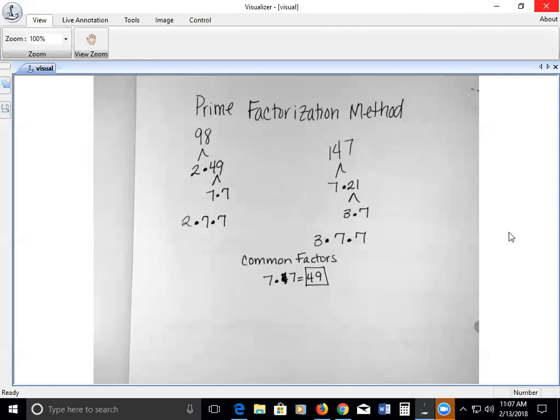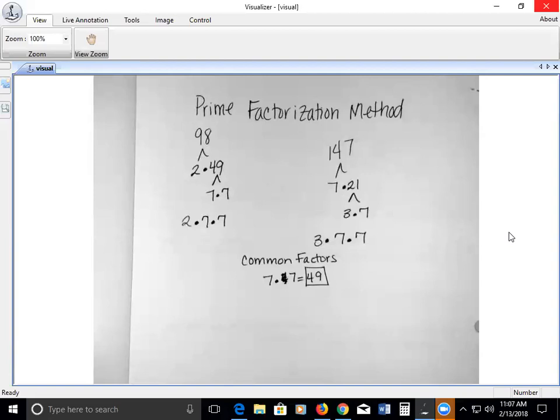Okay? 147, this is a number I'm not used to working with. So I just thought, hey, if this one's divisible by 7, maybe this one also will be divisible by 7. And it happened to be so. So 7 times 21, 7's prime. 21 was composite, so I went ahead and broke 21 down to 3 times 7. So the prime factorization of 147 is 3 times 7 times 7. Notice here that the common factors that both of these share are the prime numbers 7 and 7, which when multiplied together gives you 49. You do not have to use this method. Just remember, it's an alternative to listing factors.